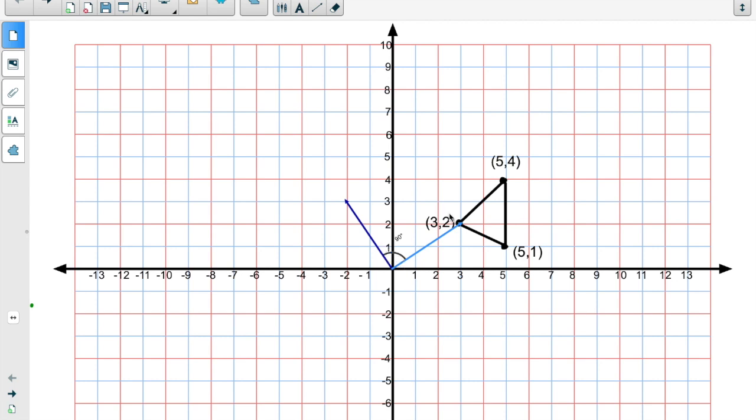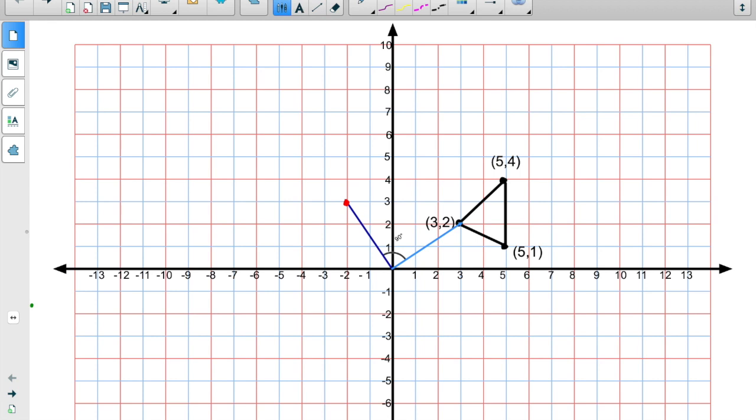So here I've measured out a 90-degree angle using a protractor, and you will see that the blue line comes to here, and the other end of the blue line when you go to the 90-degree angle comes out here. So if I was rotating just this point, 3, 2, 90 degrees, it would end up right here. So I'm going to draw right here so you can see where that point is. So it'll be right there.